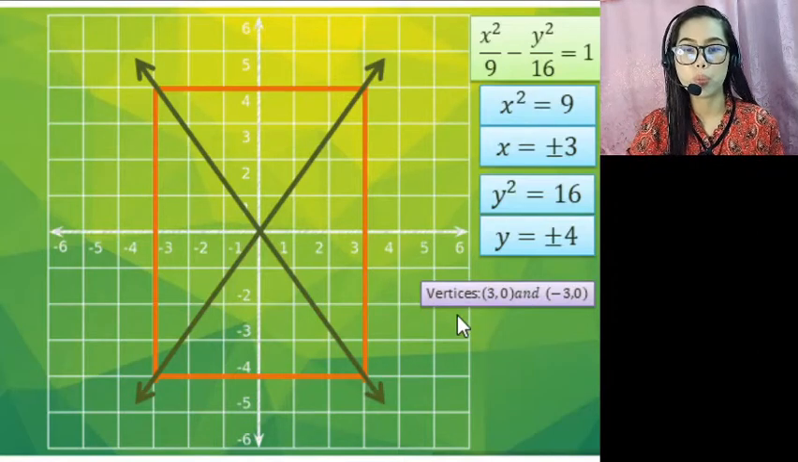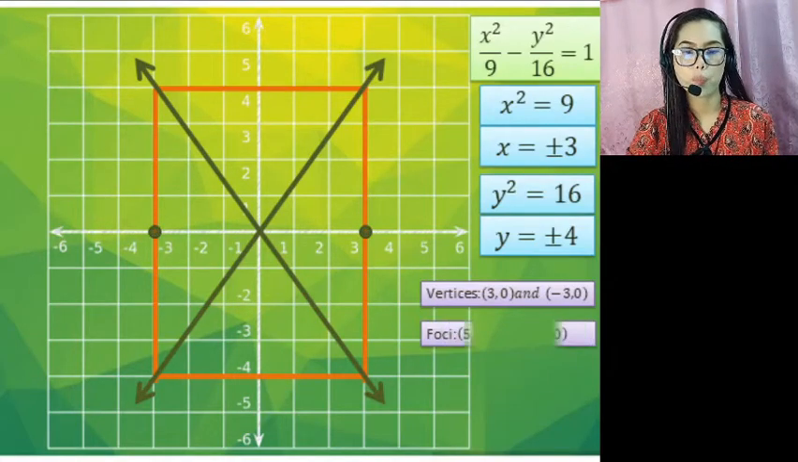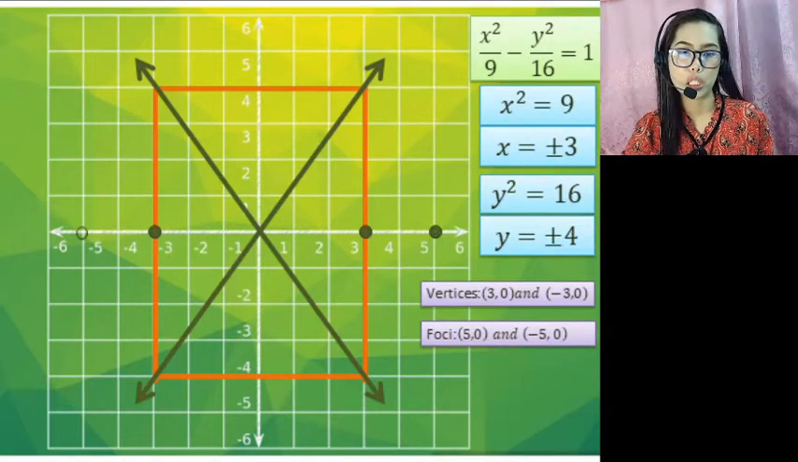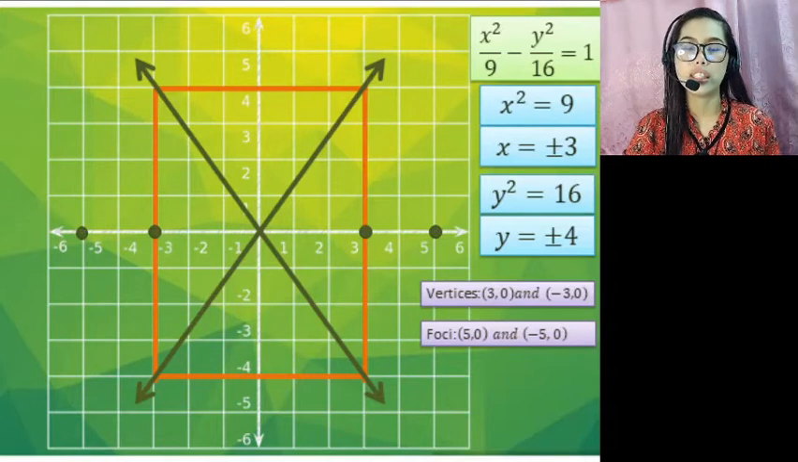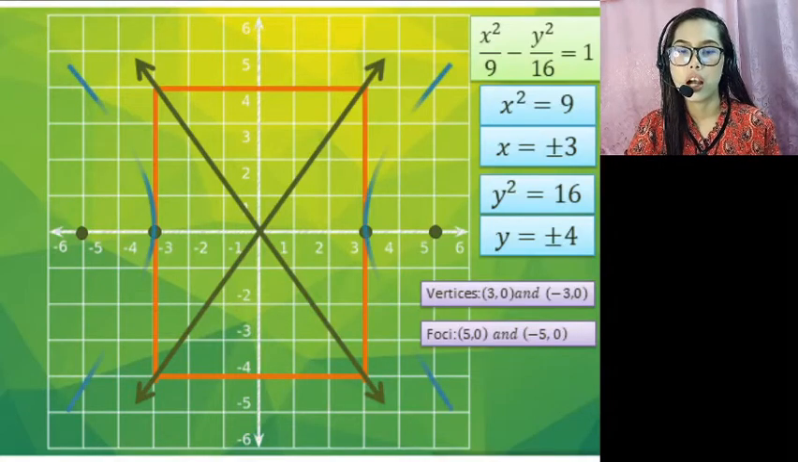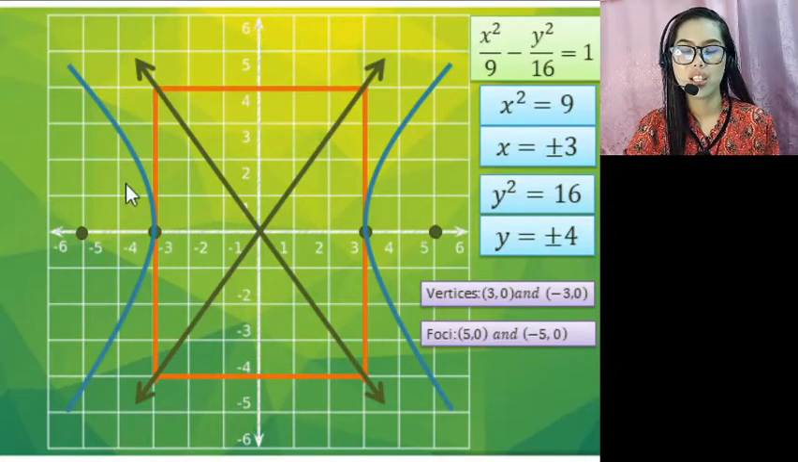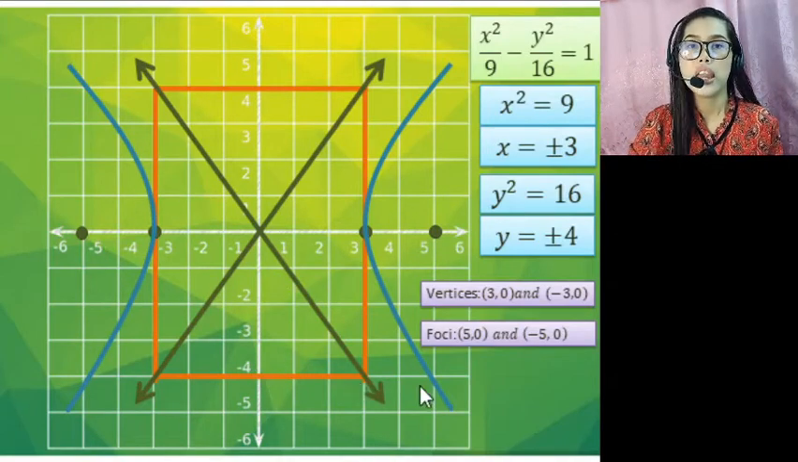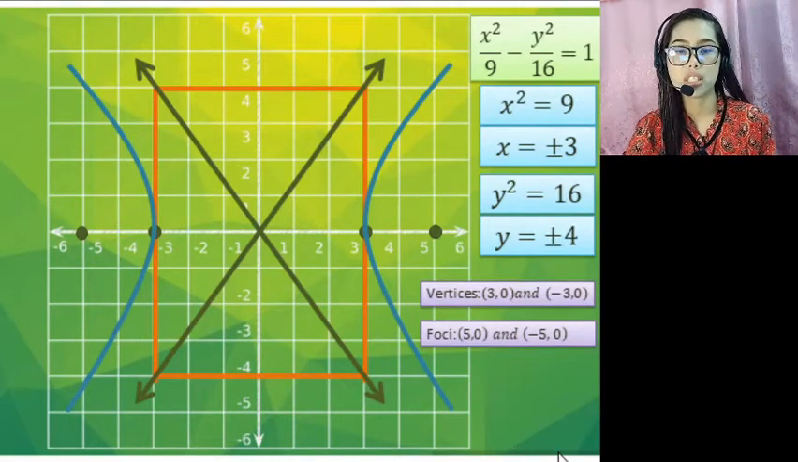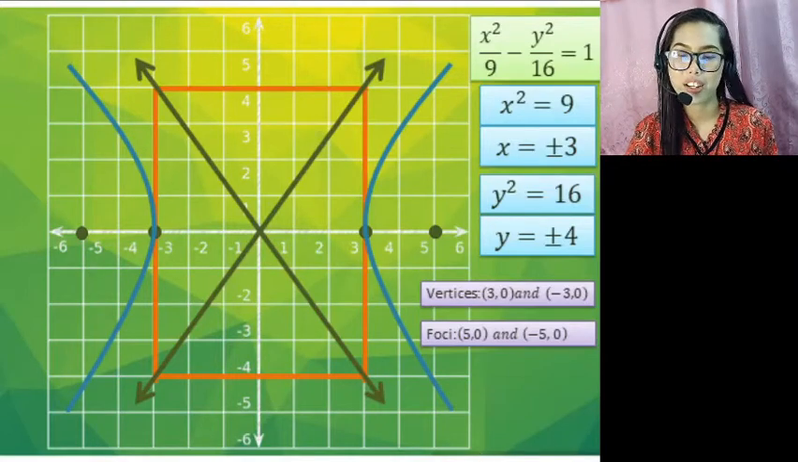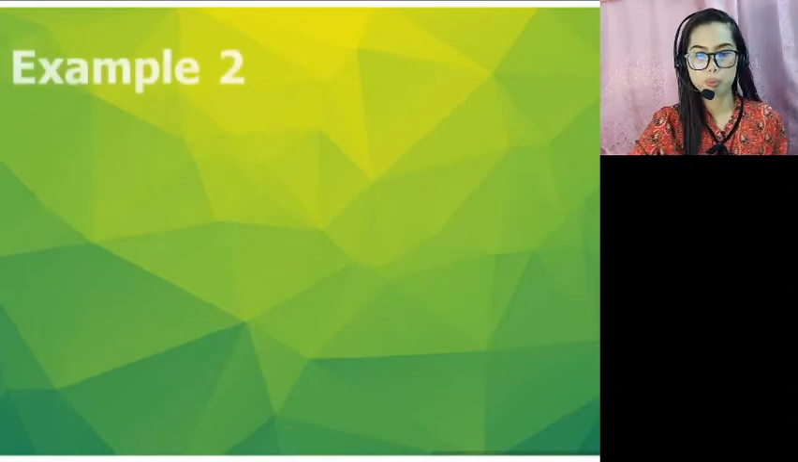Now we're going to plot our points. The vertices are (3, 0) and (negative 3, 0). And our foci are (5, 0) and (negative 5, 0). Now it is very easy for us to create our graph. So this is the graph for the equation x squared over 9 minus y squared over 16 equals 1. Next example. Example number 2.